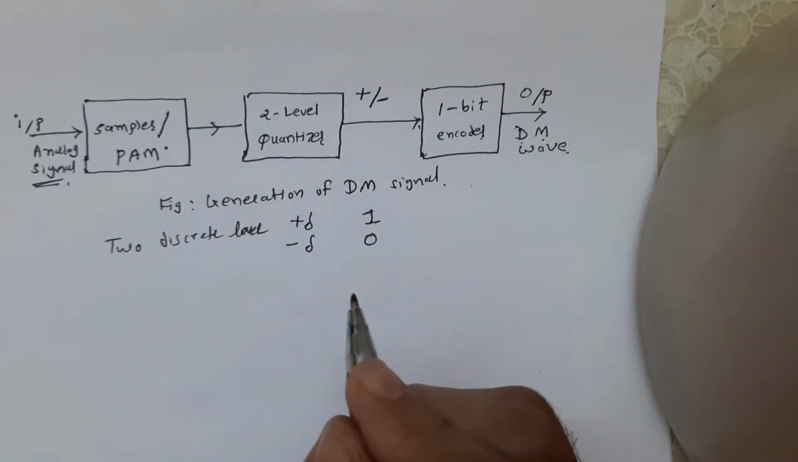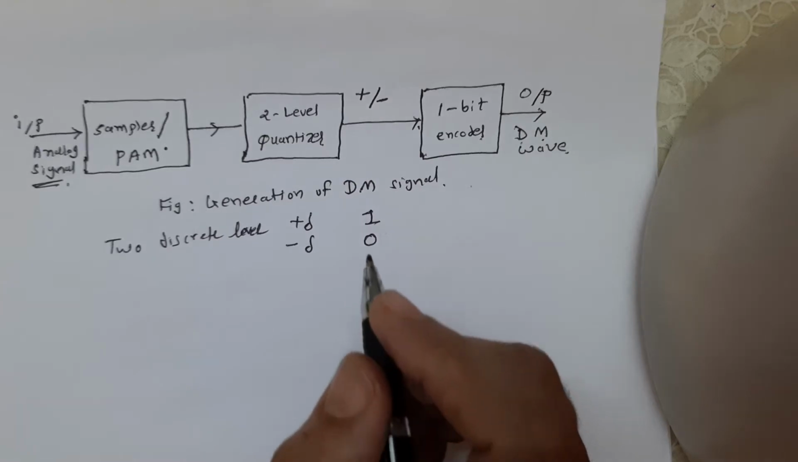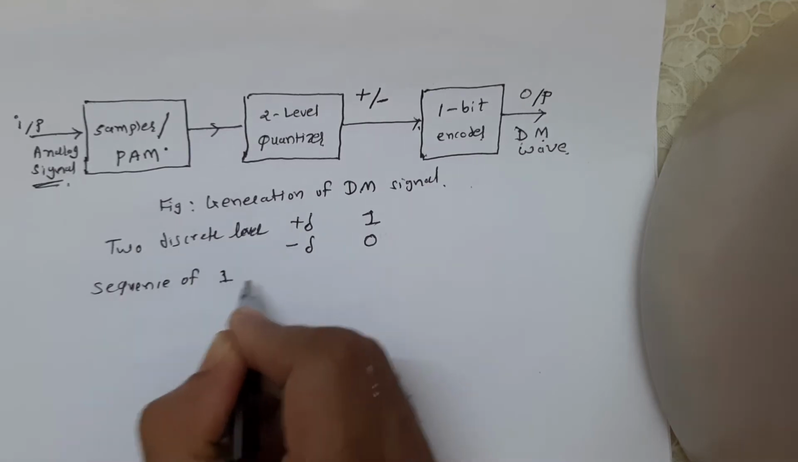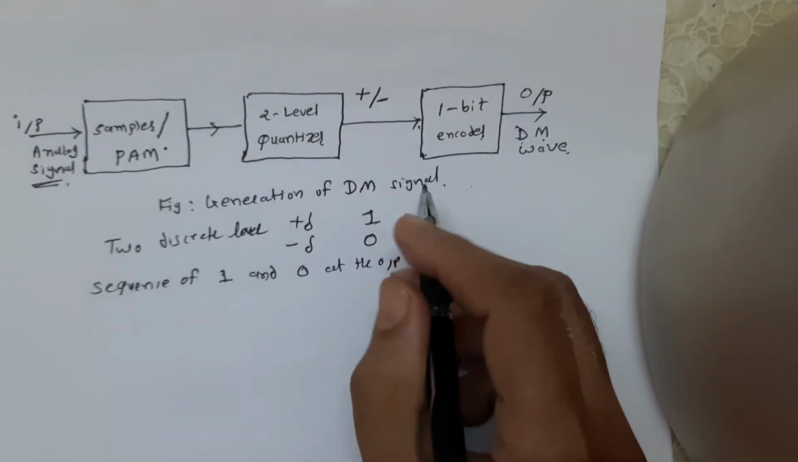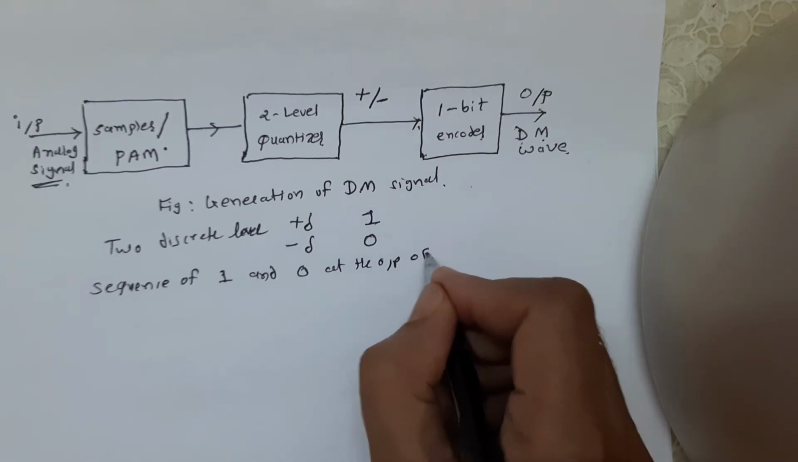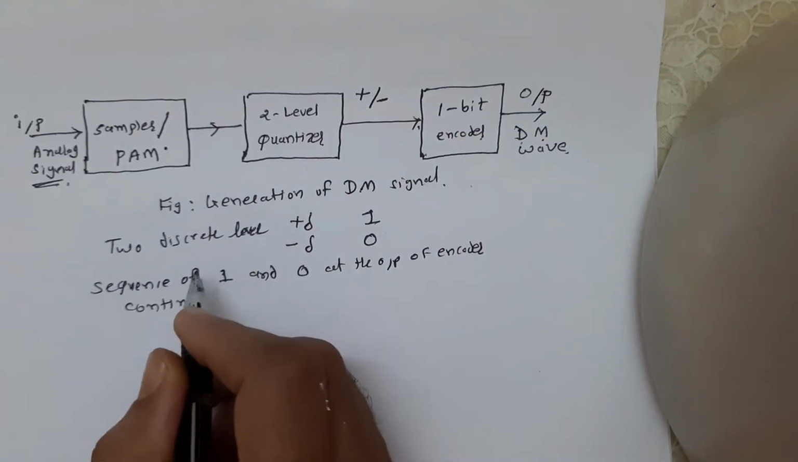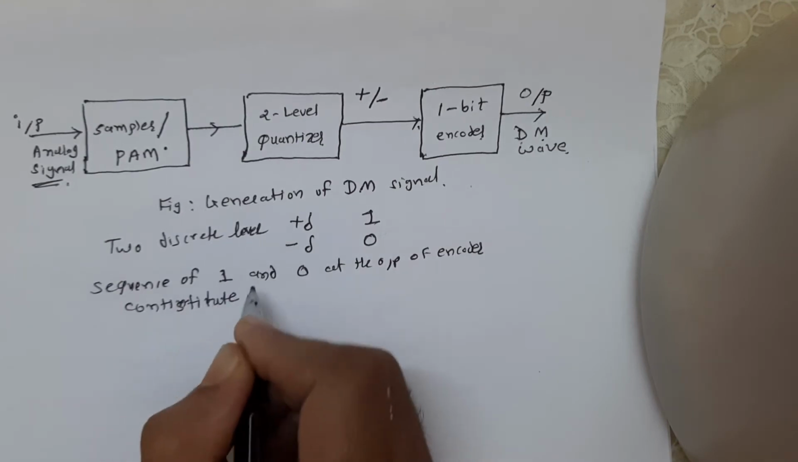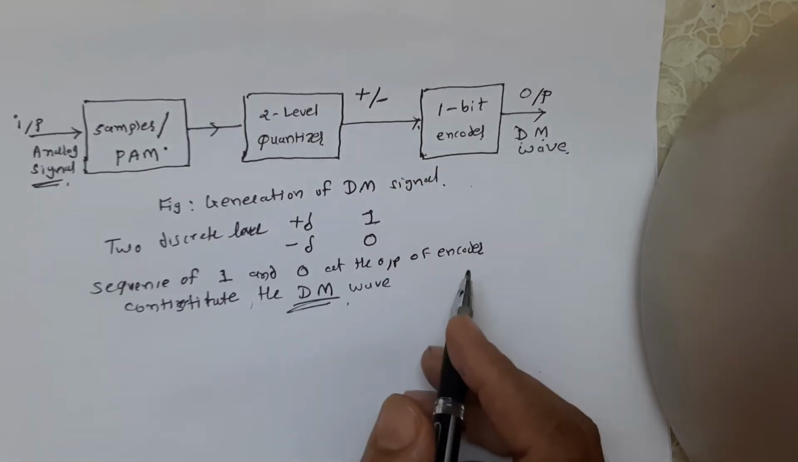The sequence of 1 and 0 at the output of the encoder constitutes the DM wave. DM wave means delta modulation wave.